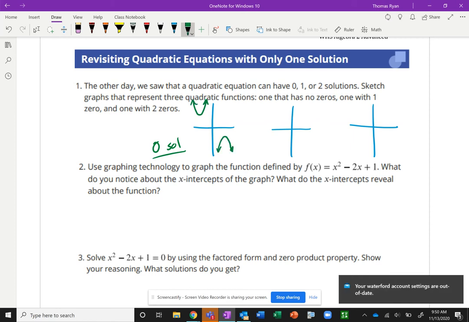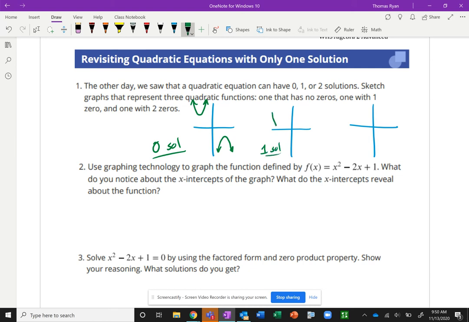Perfect. What about one solution? Well, what that would mean is that it would sit and only hit the x-axis one time. Boom, right there. Bada bing, bada boom. And of course, two solutions, what we're most comfortable with is going to be the ones that cross 2 times.